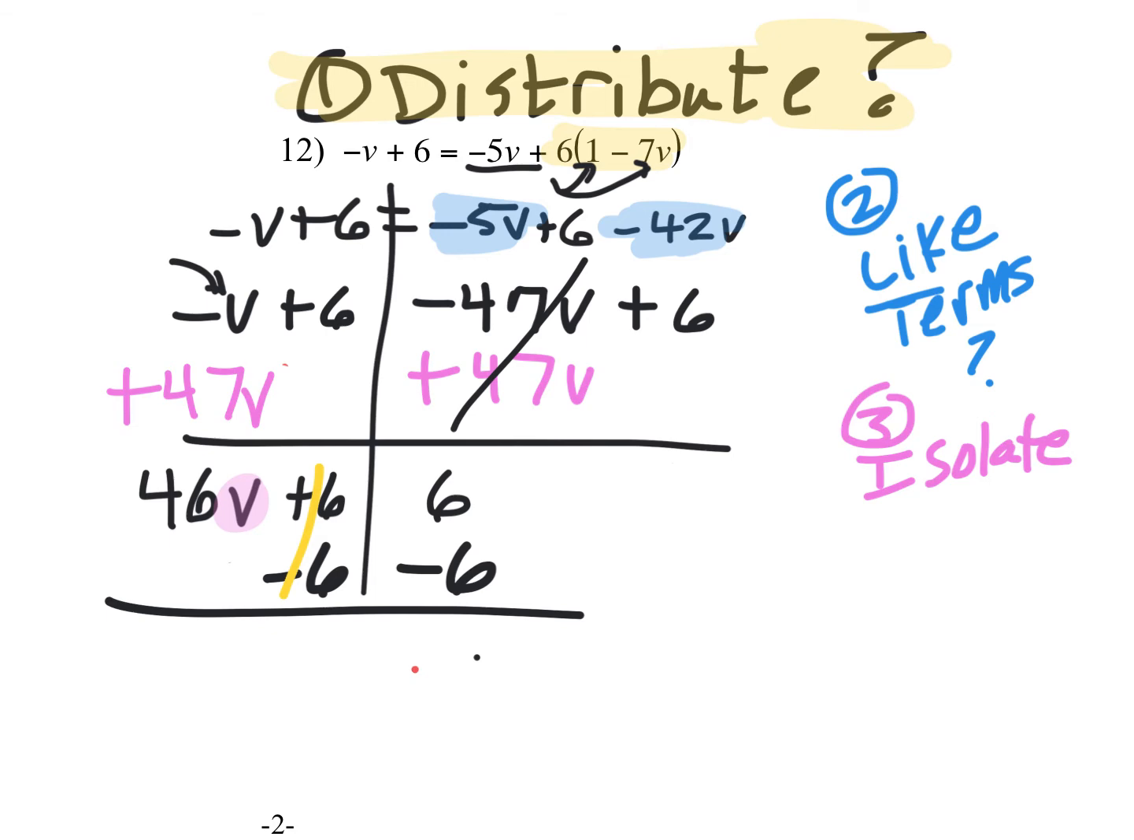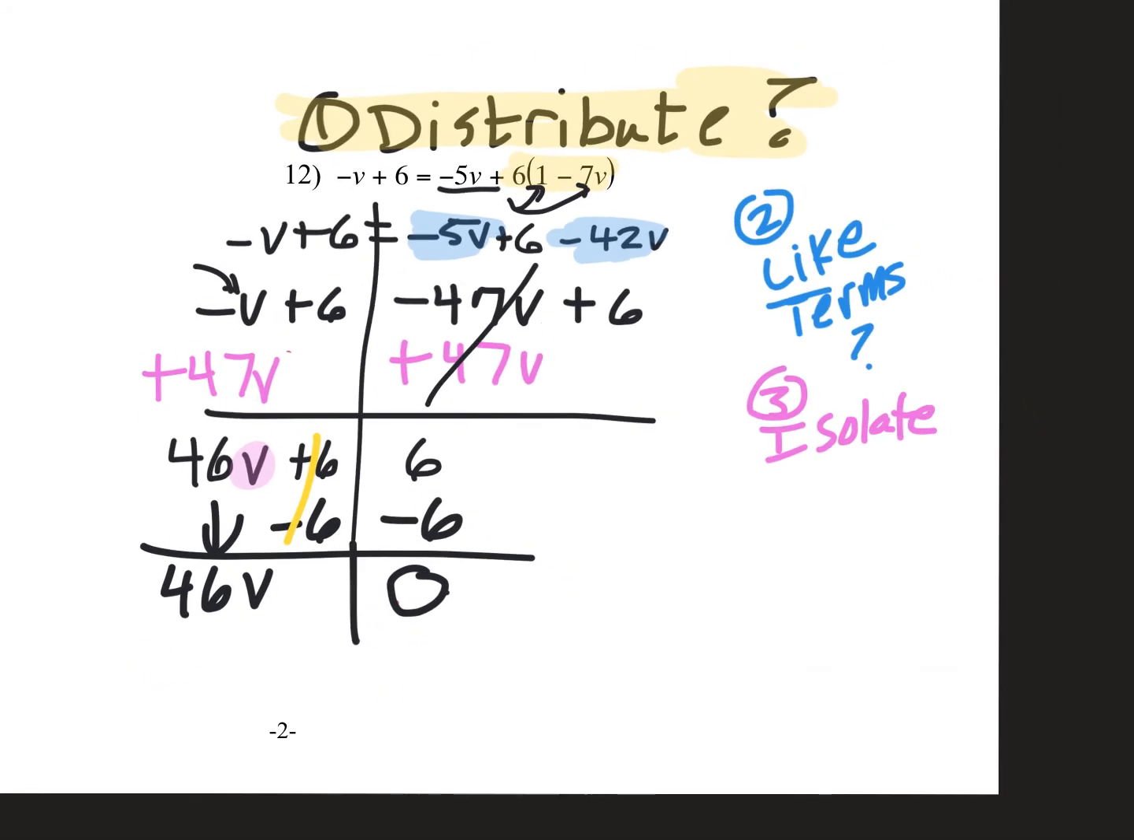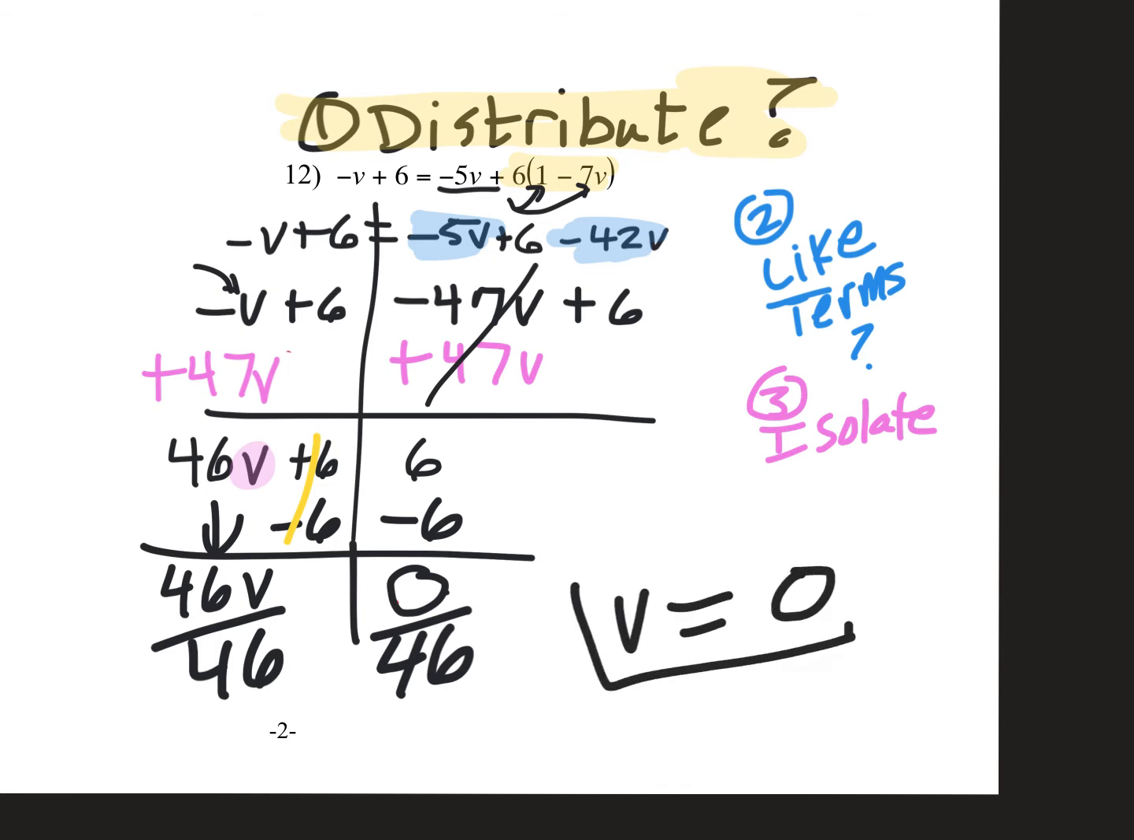So those will cancel. That's going to leave me with a 46v. And then 6 minus 6, we can't just forget about that side of the equation. We need to write a 0 there. Now let's divide both sides by 46. So we got v is equal to 0.